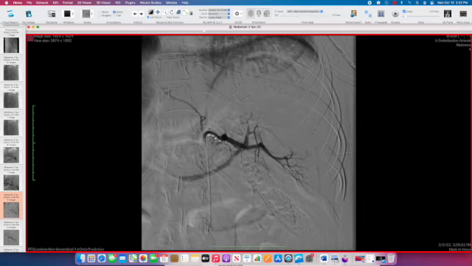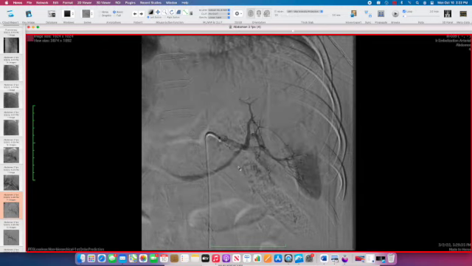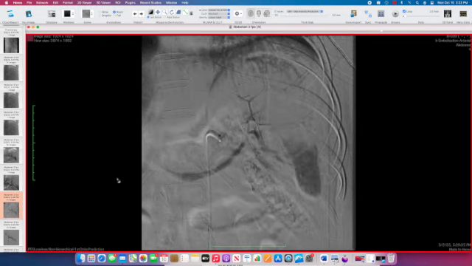embolizing things. You can use coils, which are little metal filaments that coil up and stop blood flow. A vascular plug is like a bigger nitinol device that stops blood flow there. And then you wouldn't use it in this case, but other options would be gel foam or tiny particles, all which can be used to embolize. But in this case, we were using a plug.